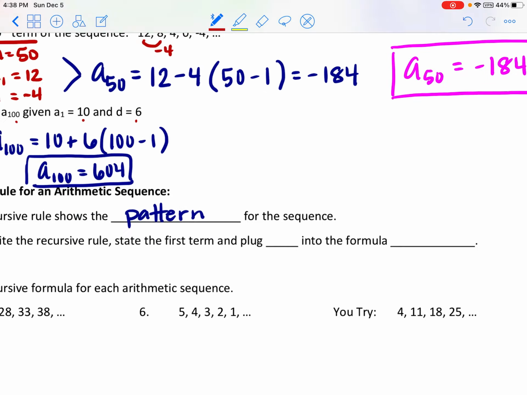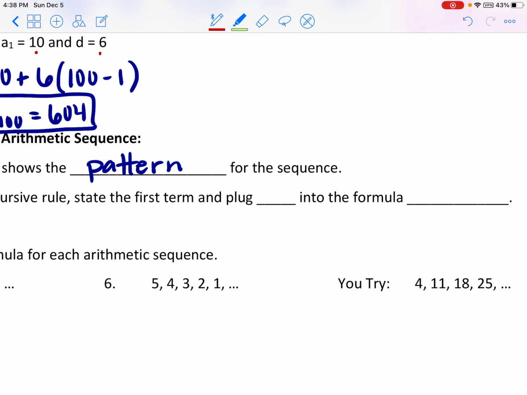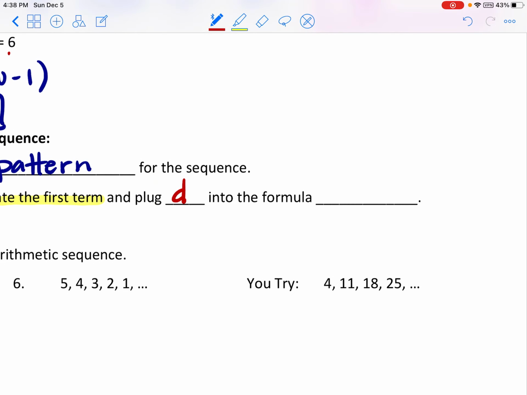So to write this rule, we have to state the first term, right? Because again, that's going to vary from situation to situation. And then we have to plug in the common difference d into a formula that says a sub n equals a sub n minus 1 plus d. So what this is saying, let me interpret this again, a sub n represents any term on the list. This is saying that any term on the list can be found by taking a sub n minus 1, which is technically notation for the previous term.